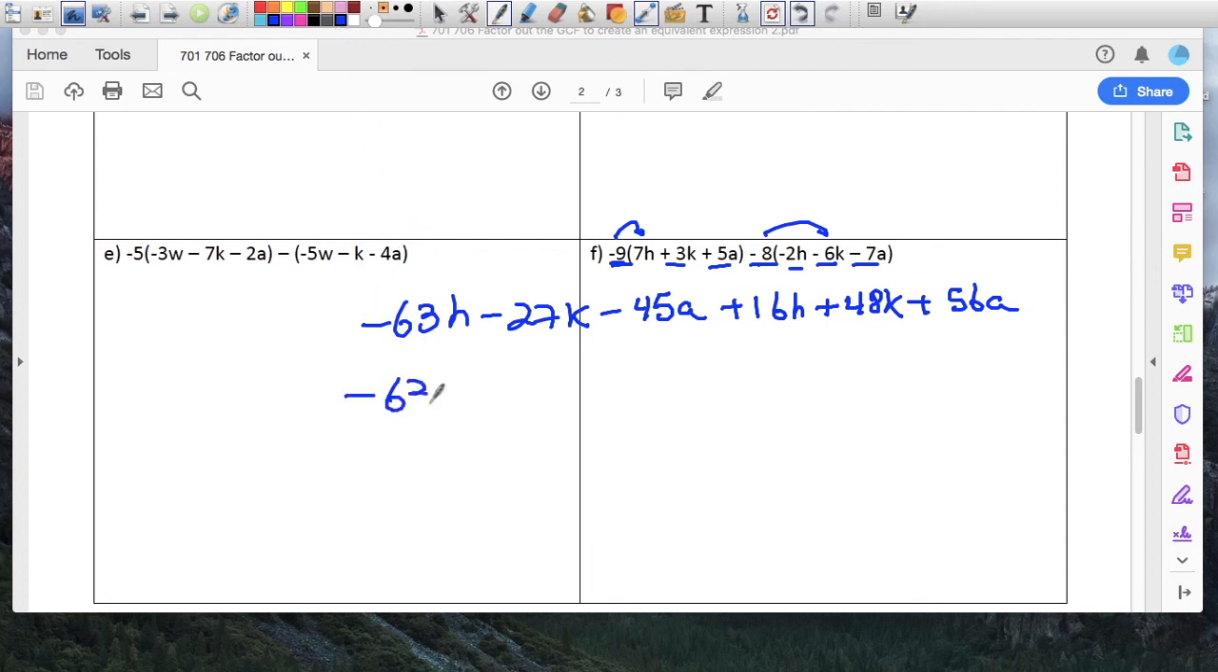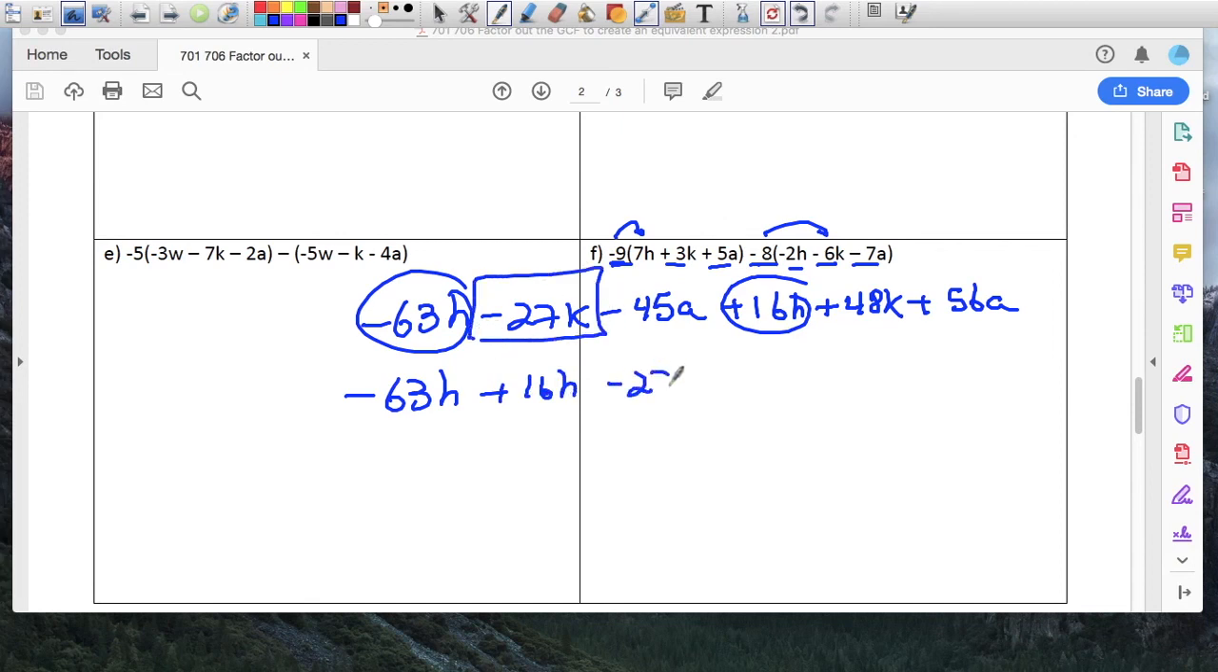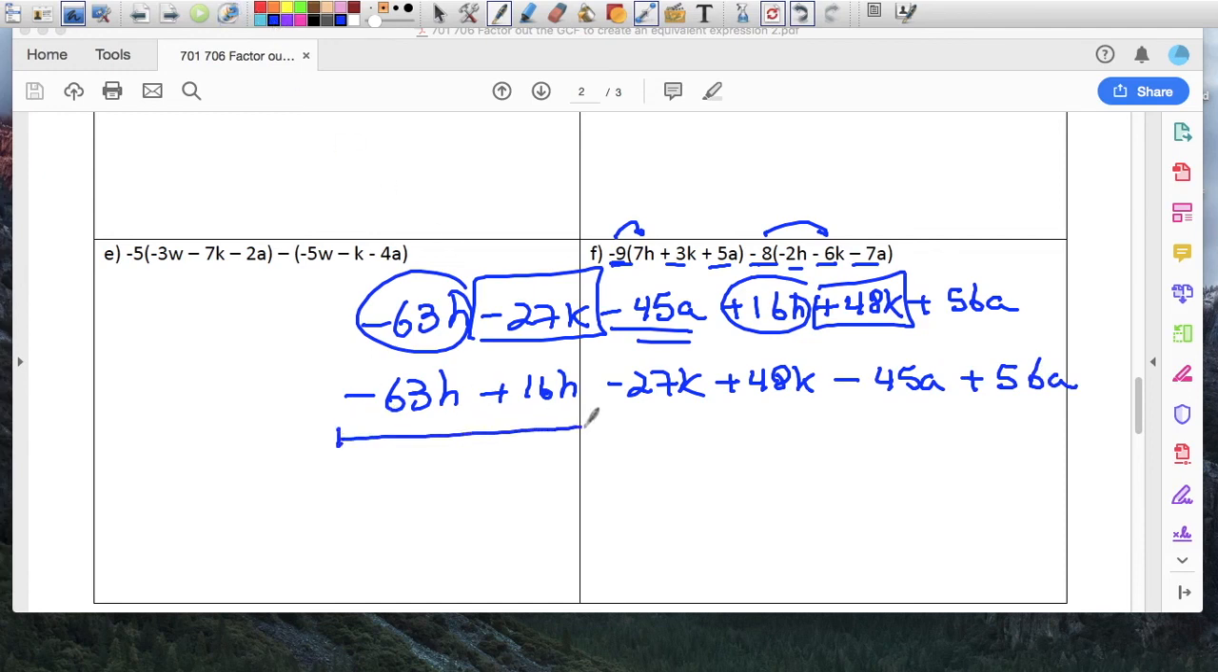Let's combine some terms. So it's going to be negative 63h plus 16h. Minus 27k plus 48k. And then minus 45a plus 56a. So let's do these two first, from here to here.